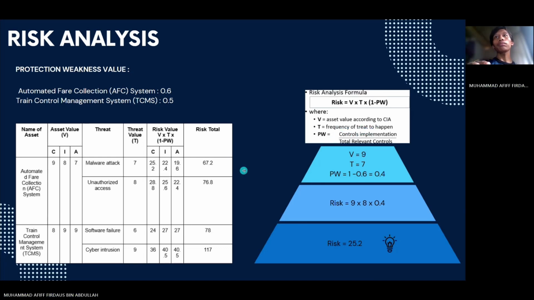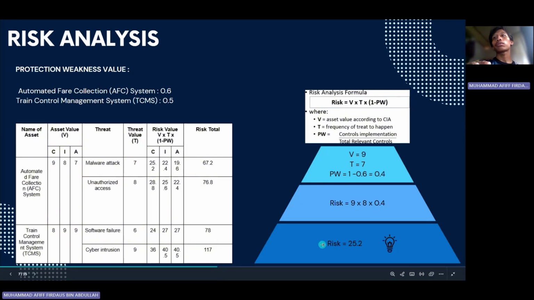Okay, now here is a simple example calculation. We take the asset value for confidentiality. We have V of 9, and then the threat of malware attack with a threat value of 7, and then the protection weight: 1 minus 0.6 for AFC, and then we get 0.4. So risk equals 9 times 8 times 0.4, and then we will get risk equal to 25.2.